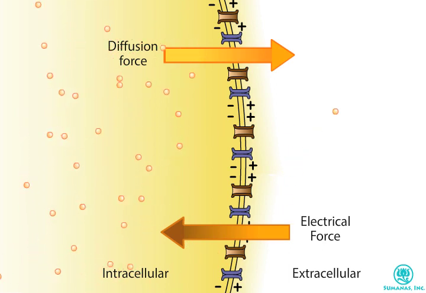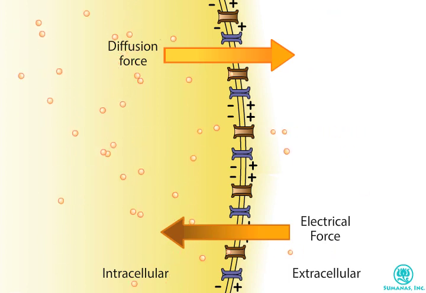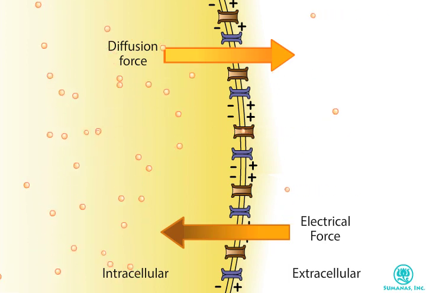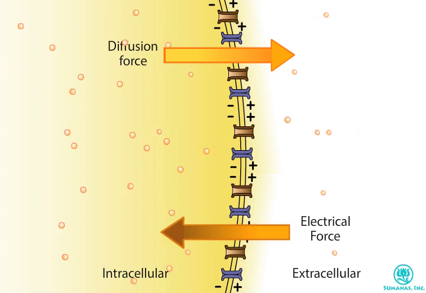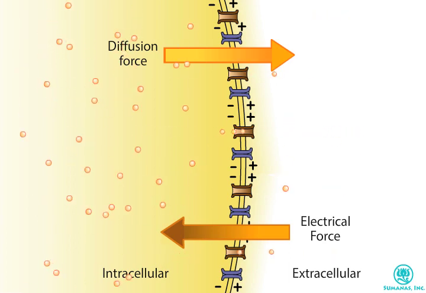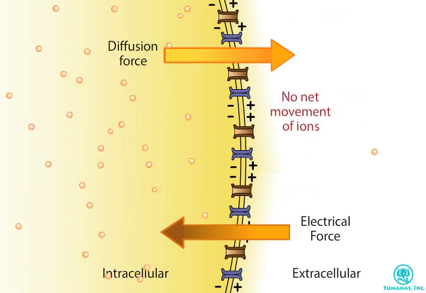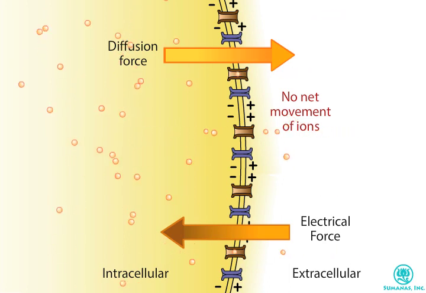The diffusion and electrical forces eventually come into balance, and an electrical potential is achieved at which the electrical gradient is exactly balanced by the diffusion gradient. This potential is the equilibrium potential for potassium. At this electrochemical equilibrium, there is no net movement of potassium ions. On average, for each potassium ion that leaves the cell, another returns.